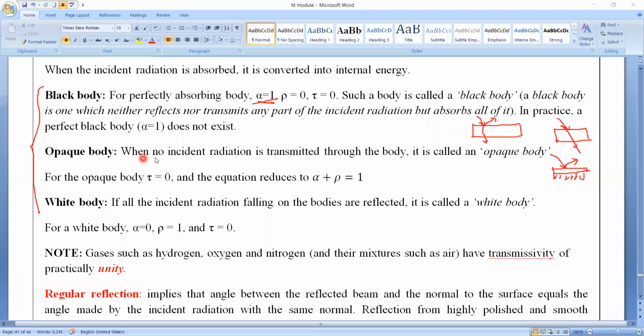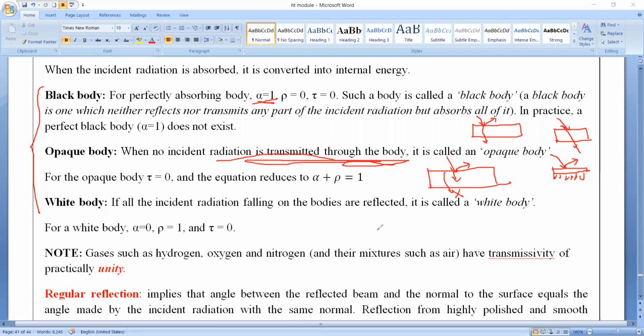Opaque body. When no incident radiation is transmitted through the body, then such a body is known as the opaque body. So all the radiations which are falling on the surface may be absorbed or may be reflected from the body, but will never transmit through the body. Such a body is known as the opaque body.